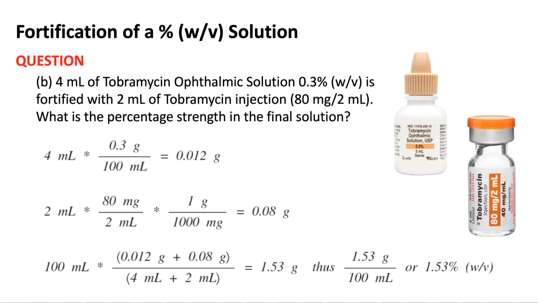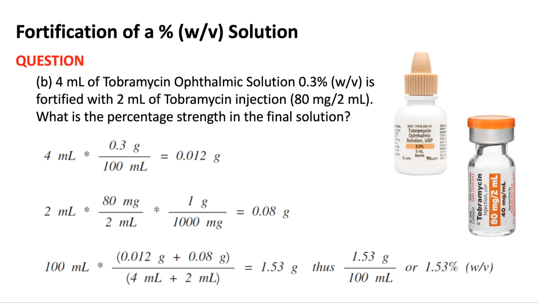So at the concentration we have now, by combining 2 mils of the injectable with the 4 mils of the ophthalmic solution, we would have a total of 1.53 grams for every 100 milliliters. Okay? Well, since that's per 100 milliliters, that's the same as 1.53% weight per volume. Because by definition, 1.53% weight per volume would have 1.53 grams of tobramycin for every 100 milliliters. And that is essentially the concentration we have created.